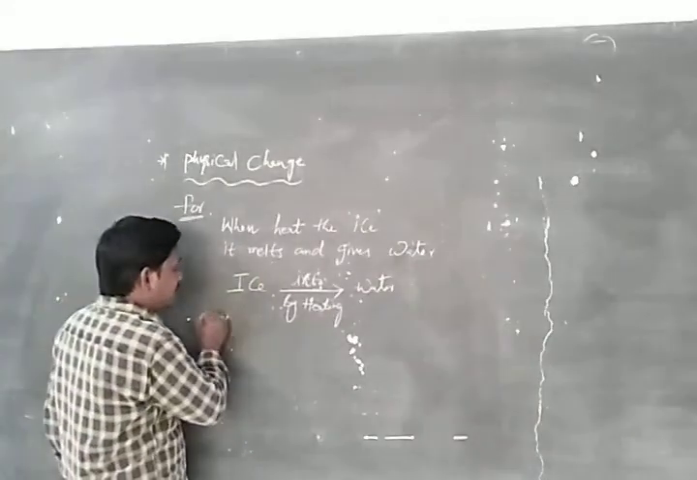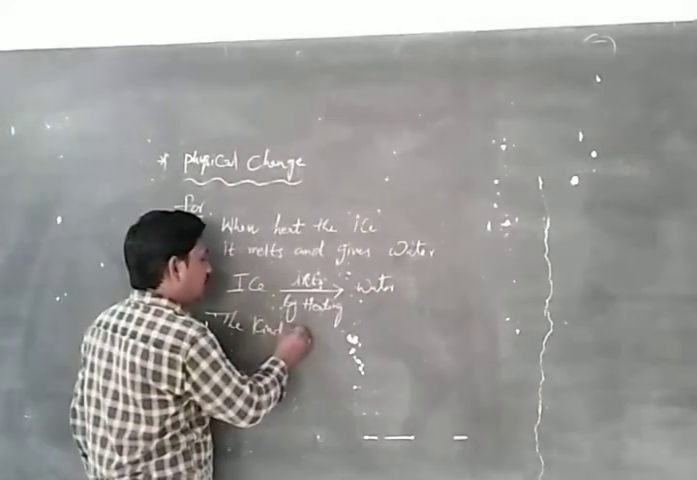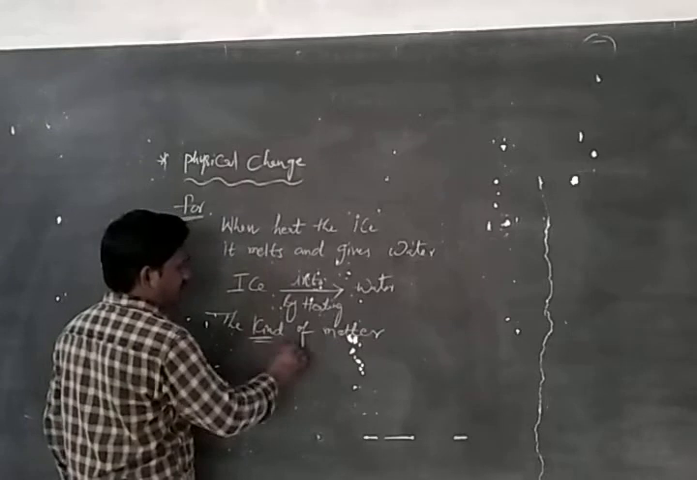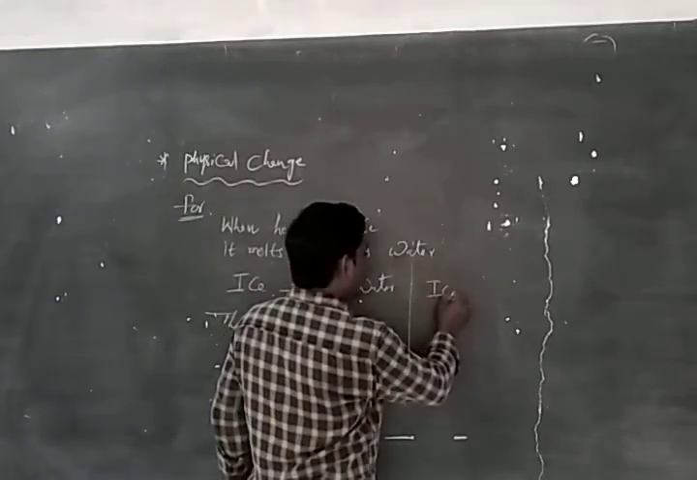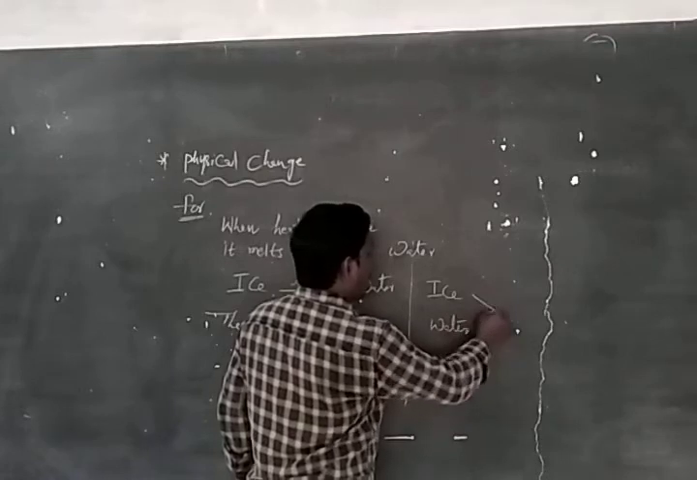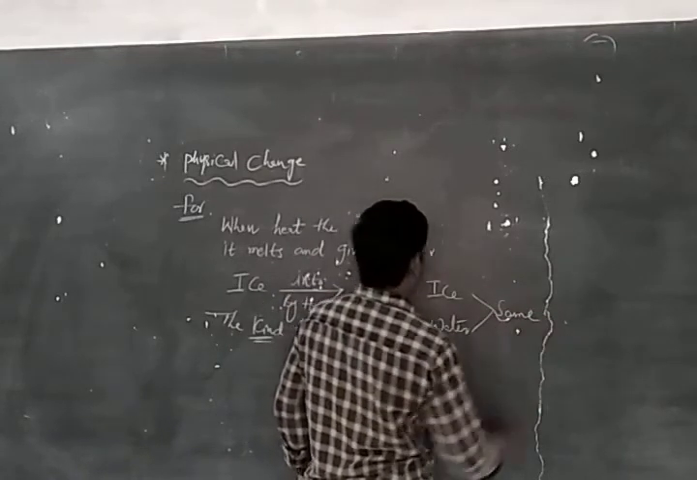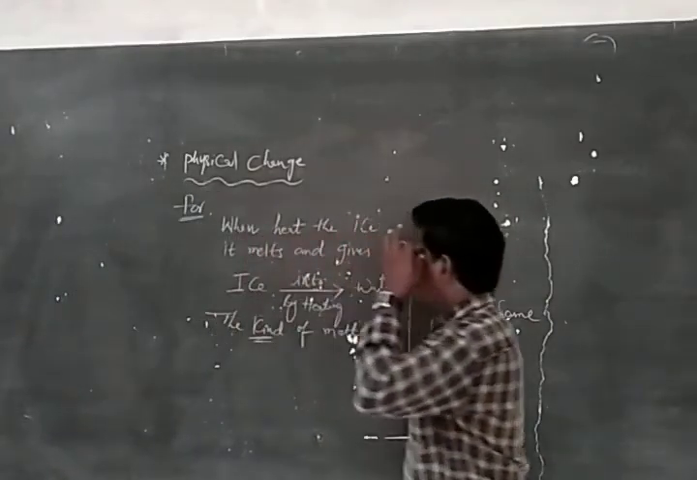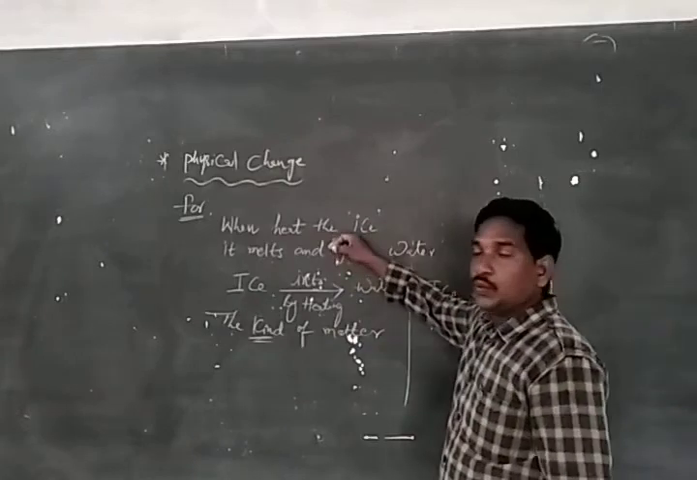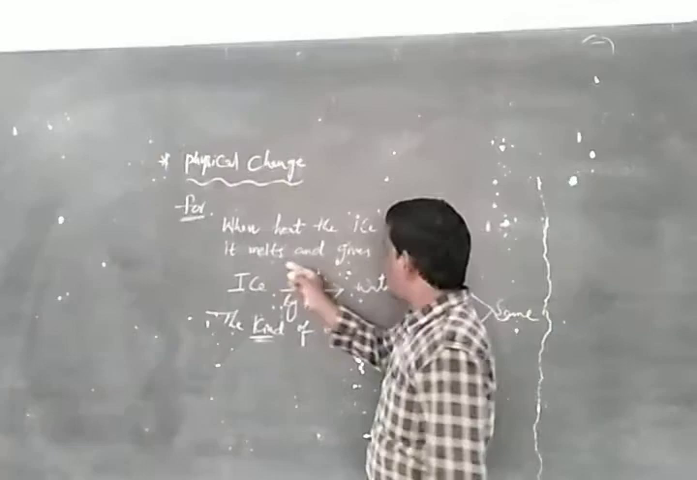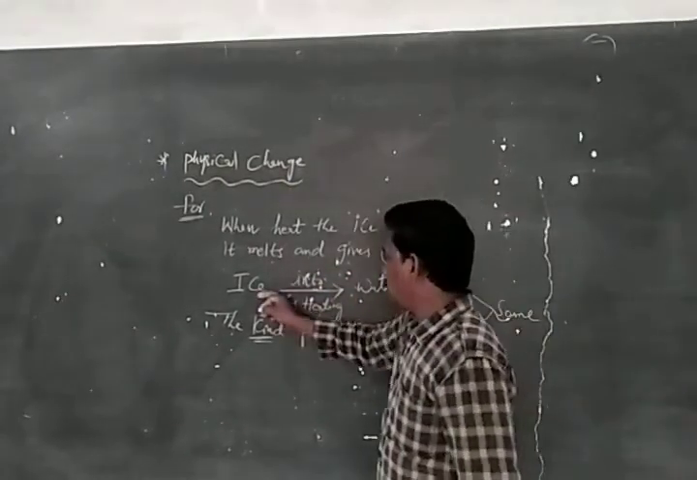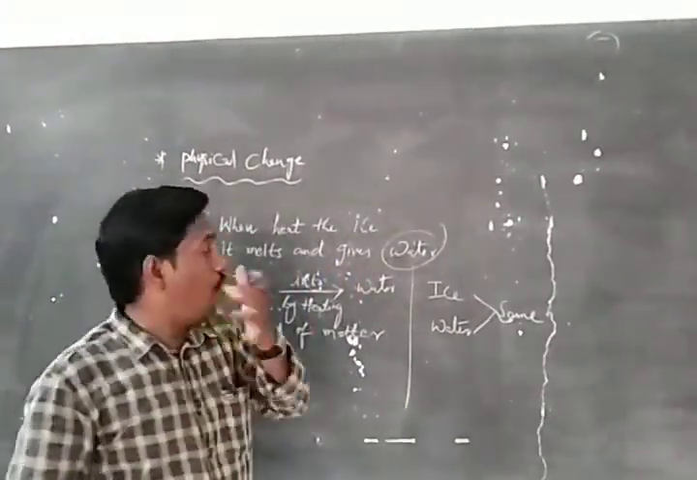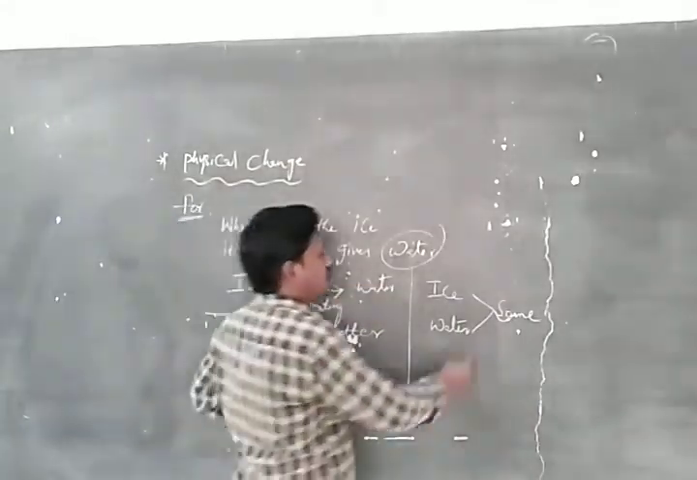So the kind of matter in ice and water are same. So when you heat the ice, by doing the heating process to the ice, it melts and gives water. Then ice turns into water. The kind of matter in water and ice is the same.